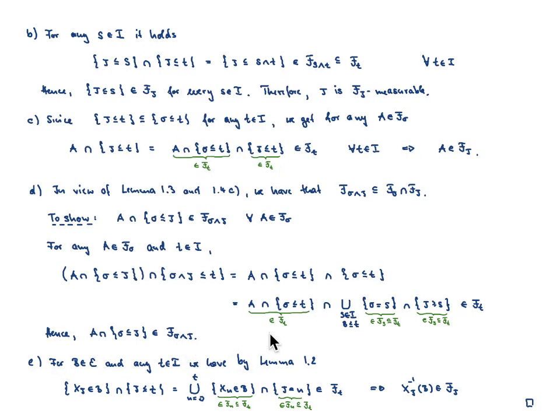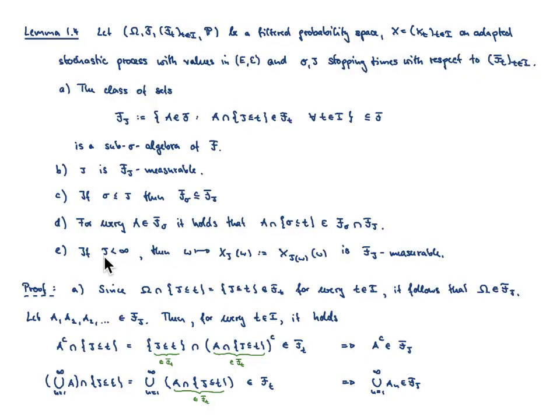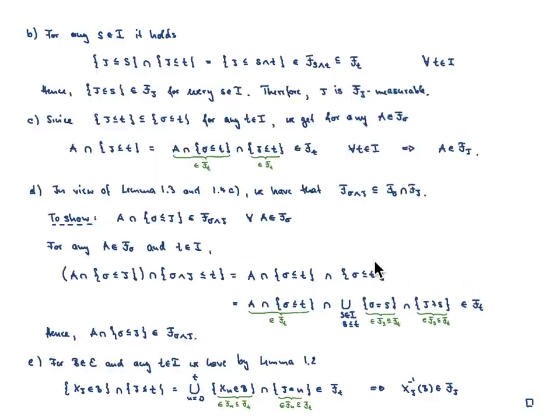Let us come now to the final statement, namely that in case the stopping time assumes a finite value, the stopped process is a random variable. More precisely, it is F tau measurable. Well, why is that the case? So take an event B from the sigma algebra of our state space. And let us fix a time point t in I. Then we have to consider the event that X tau is in B, and we have to intersect that with the event that tau takes a value which is less than or equal to t.